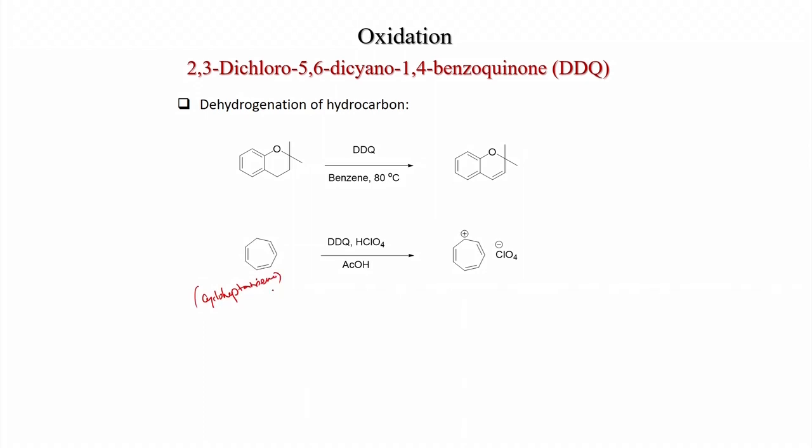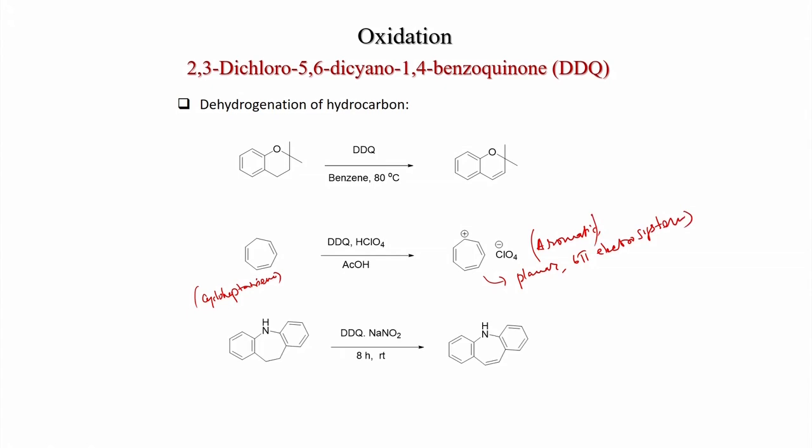And we know that this is not aromatic, but if you generate a carbocation, and this is very quickly possible, if you treat with DDQ, HClO4, acetic acid, you get a carbocation and this is aromatic because this is a planar 6 pi electron system. So, this is aromatic and so this process is very facile.